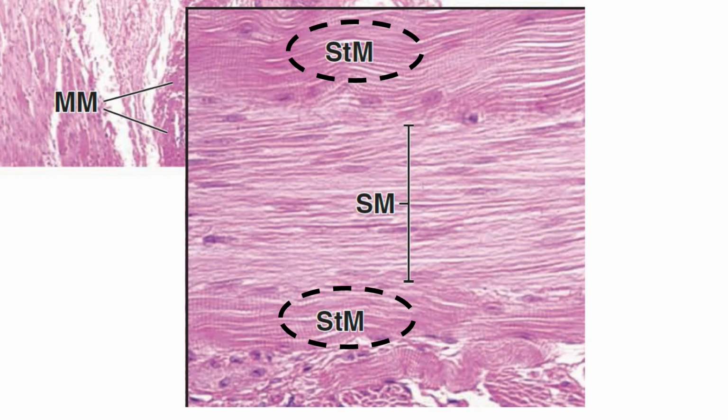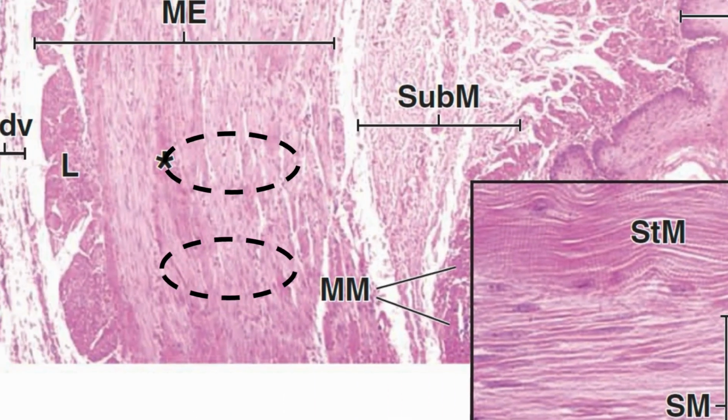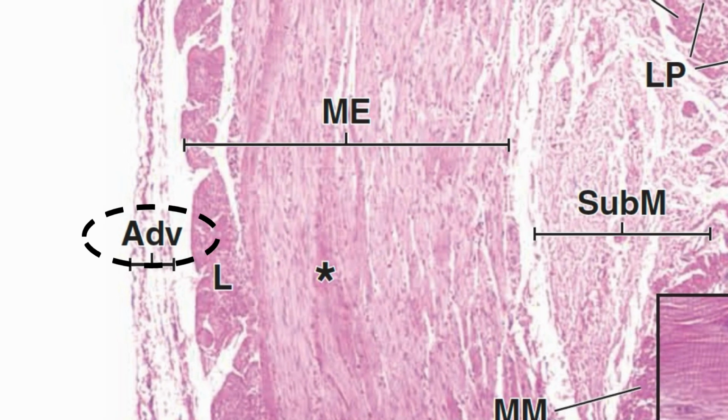The specimen shown here is from the middle of the esophagus, where both smooth and striated muscles are present. The muscularis externa of the distal third of the esophagus would contain only smooth muscle, whereas that of the proximal third would consist of striated muscle. External to the muscularis externa, shown over here as ME, is the adventitia, and it consists of dense connective tissue.